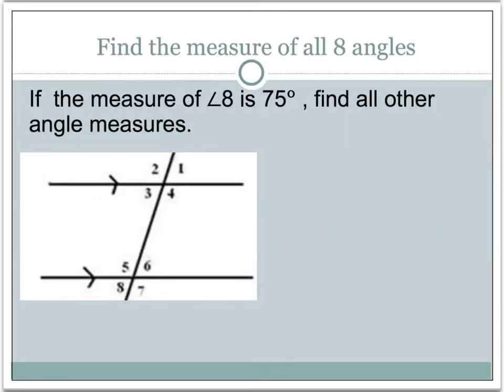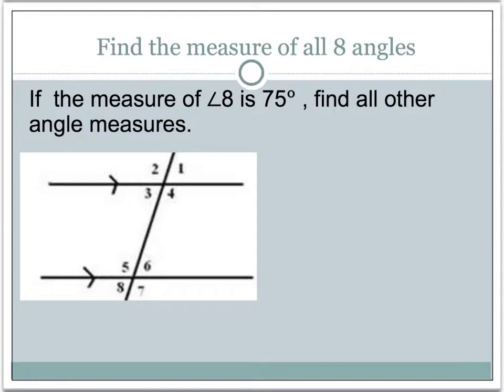In this example, it says, find the measure of all 8 angles. If the measure of angle 8 is 75 degrees, then find all the other angle measures. The very first thing we're going to say is that we do have a transversal here, and it is intersecting parallel lines. That's very important because remember, in the last video we talked about all those postulates and theorems that said they were only congruent and supplementary if those lines are parallel. Since we know that those lines are parallel, we know that all of those are going to hold.